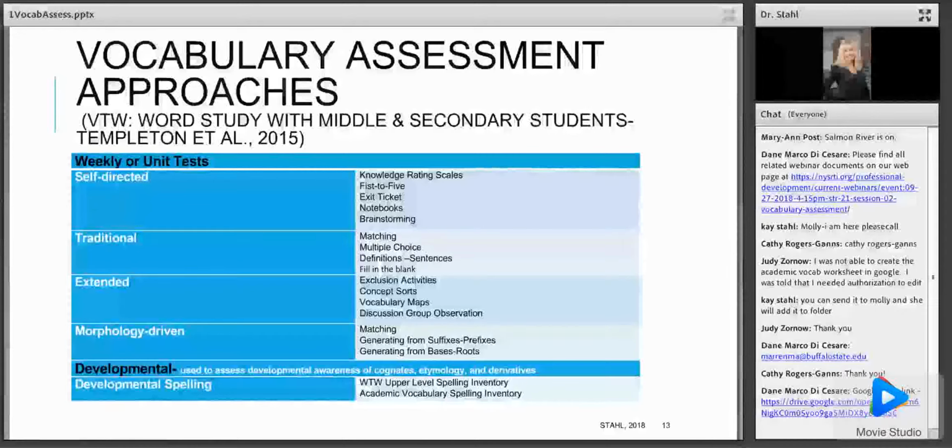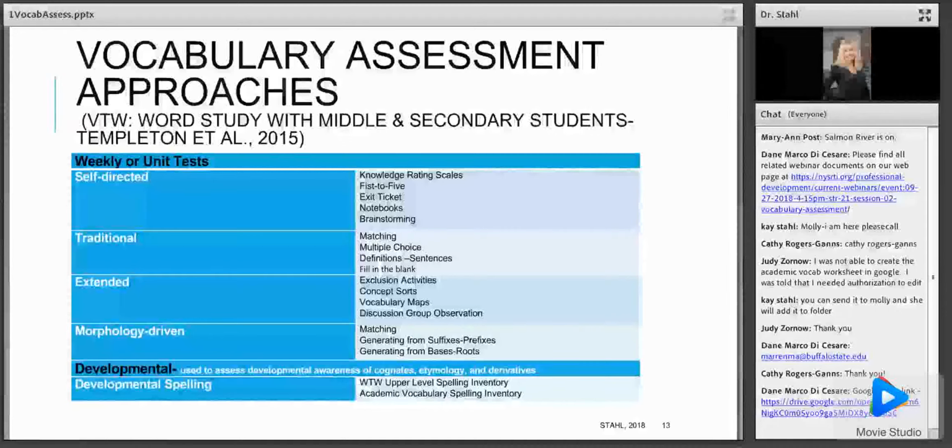And then, of course, morphology-driven. Everyone, we spoke a little bit about morphology last week, and every week we're going to talk a little more about it. So those morphology-driven assessments, where you're getting kids to perhaps match meanings with words, match prefixes with what they mean, and then having kids generate words using particular meaningful suffixes, or generating words given a base root, to generate more words and possibly define those words.